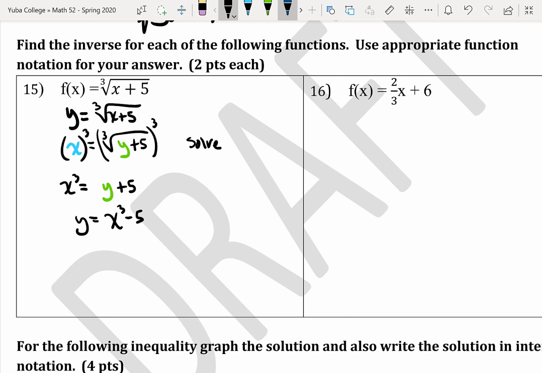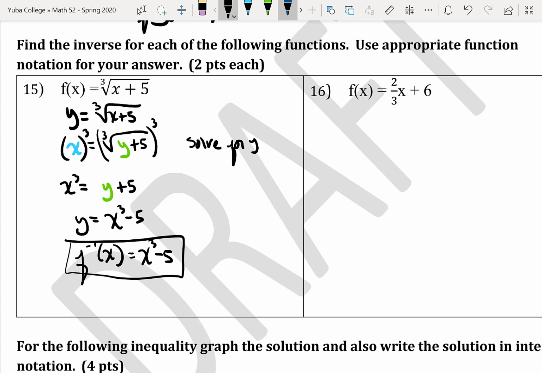We can always show that a function and another function are inverses of one another by taking the composition. Either way, you should get back x. So same idea here. We're going to rewrite this as y equals 2/3 x plus 6. We're going to swap our x and y values. So this gives us x is equal to 2/3 all times y plus 6.